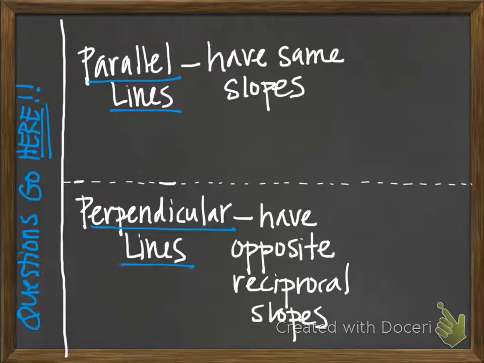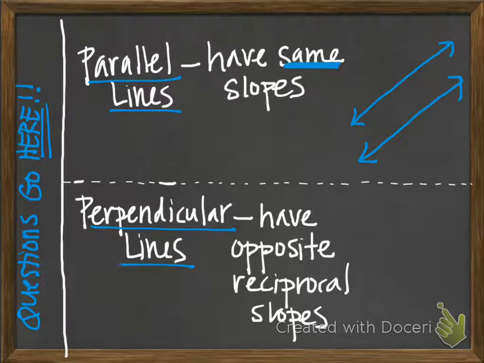We will talk about the relationship between 2 specific types of lines. Those are parallel lines and perpendicular lines. Parallel lines have the exact same slope. So an example of what parallel lines might look like is this. Parallel lines are lines that will never intersect. So they must be angled the same way. They have the exact same slope.